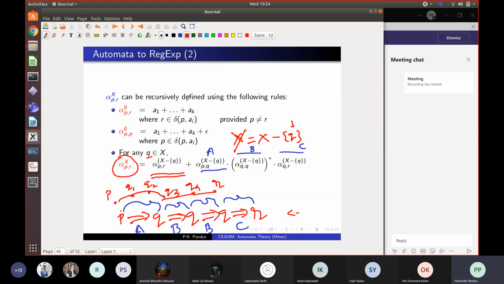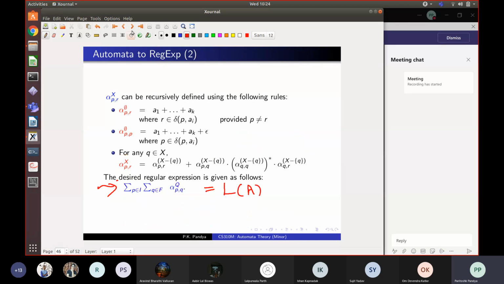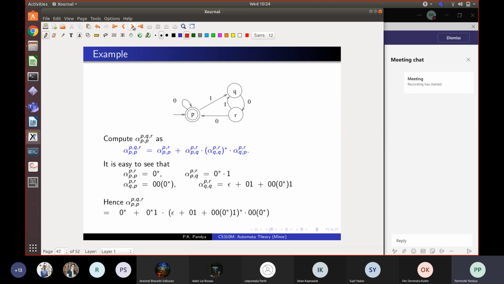Okay, so I'll do an example. We'll come back to this slide again. And as I said, once you can calculate this, the language of the automaton is given by this regular expression. You calculate it for every initial state P and every final state Q. You calculate this expression and take pluses of those. So we'll do an example.